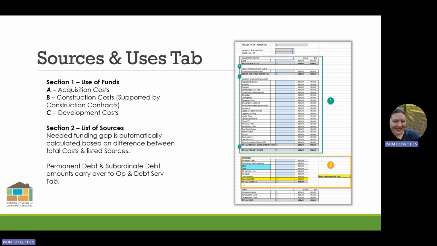The construction costs must be supported by construction contracts and will be reviewed for feasibility. The Sources of Funds section will auto-calculate the gap funding needed based on the funding sources entered. And the permanent debt and subordinate debt amounts will carry over to the Operating and Debt Service tab.